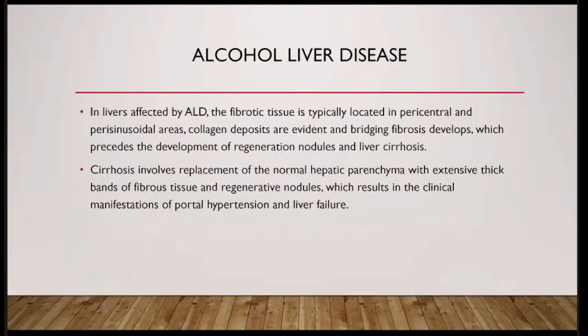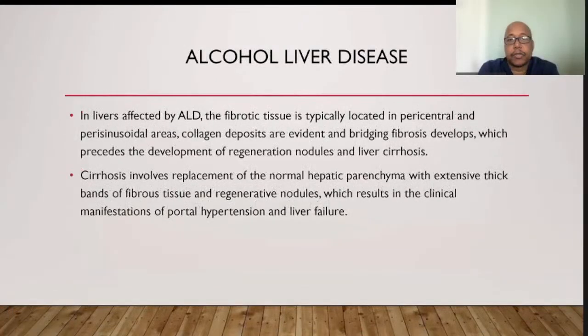This slide describes what our pathologists would be looking at. Looking at a slide in a patient that may have a liver biopsy, you're going to see more pericentral and perisinusoidal areas of fibrosis and collagen deposits, as well as bridging fibrosis in persons that would have alcoholic liver disease, and fibrosis and cirrhosis as a result of that. And next slide.